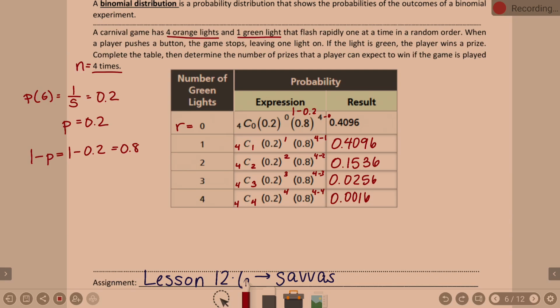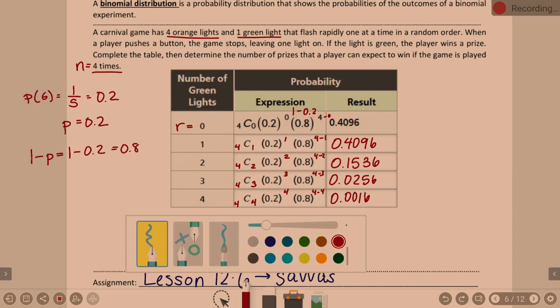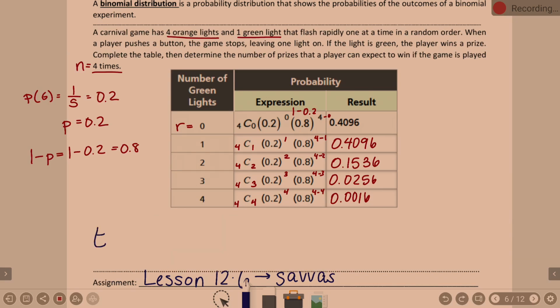Now, that is the probability of getting each of those green lights. How do I figure out the number of prizes that a player can expect to win if the game is played 4 times? In other words, 0 lights. What's the probability I get 0 lights? Oh, not again. You act surprised. 0 times 0.4096, which is just going to be 0, so you can really skip that part.